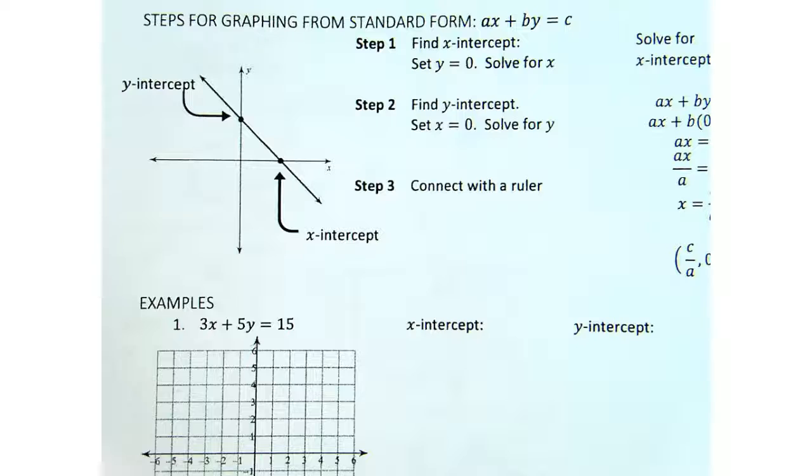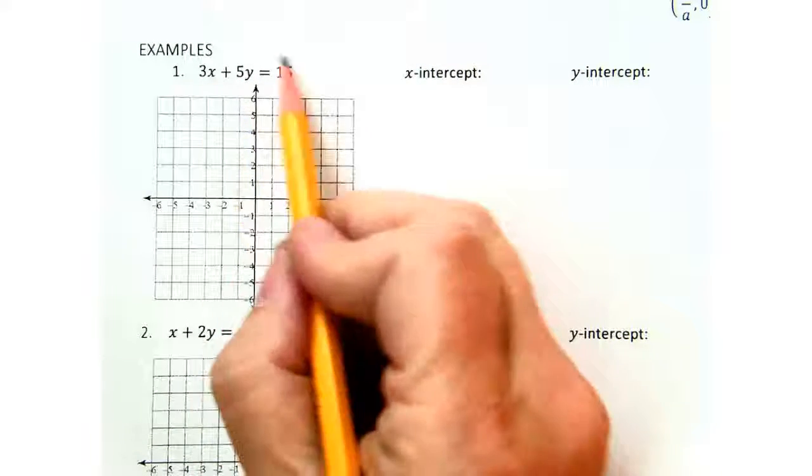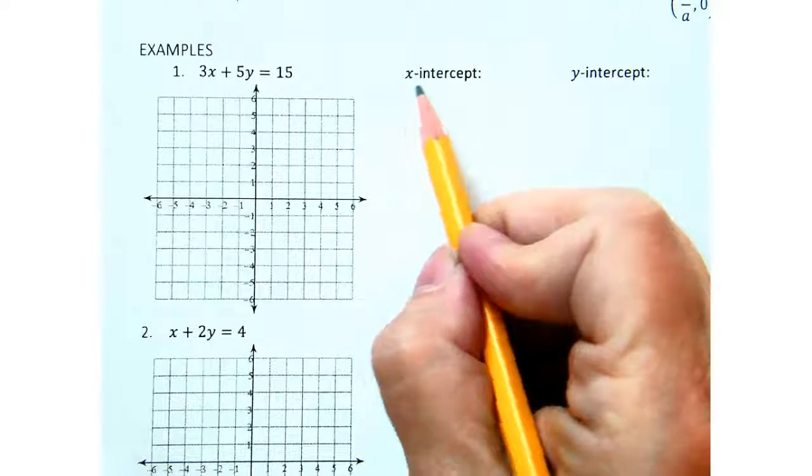To find the x-intercept, set y equal to 0 and solve for x. To find the y-intercept, set x equal to 0 and solve for y. Let's look at an example. In example 1, we have 3x plus 5y equals 15.